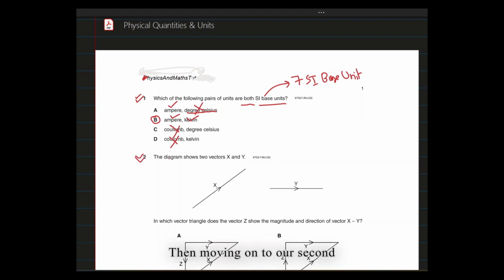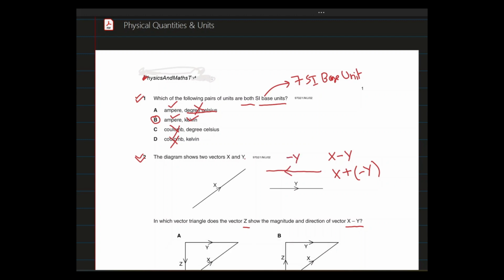Then moving on to our second MCQ, which states that there are two vectors, okay, and which vector triangle shows the vector z to be the magnitude and direction of vector x minus y. Okay, so x minus y basically means that you are adding x and minus of y. Okay, so minus of y would be like in opposite direction, like this. We need to add that vector.